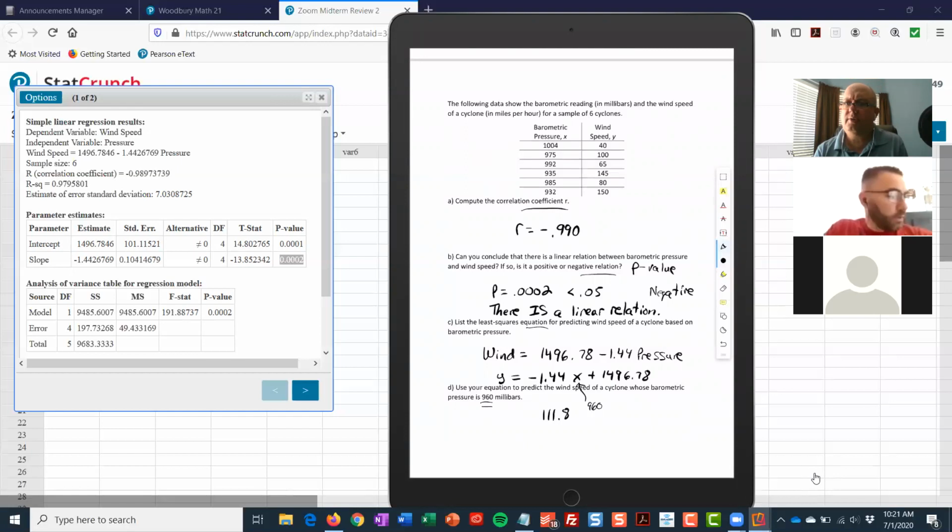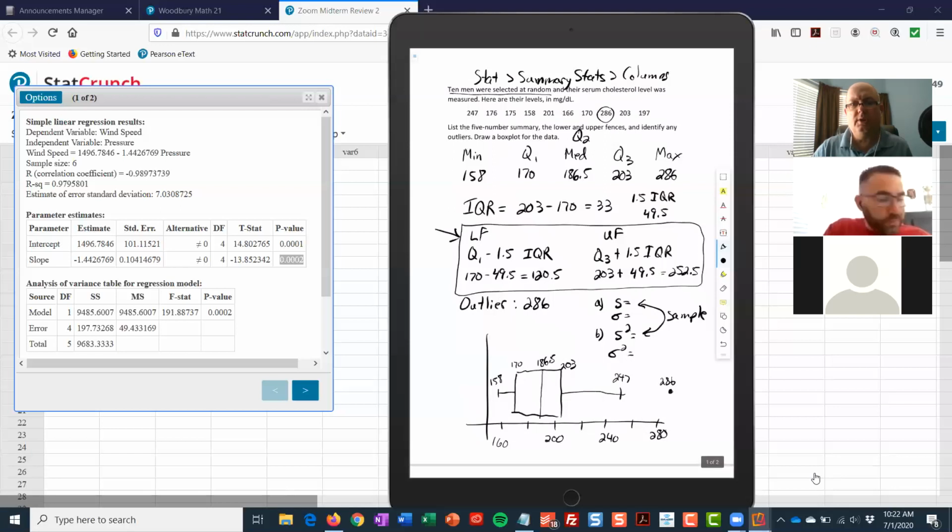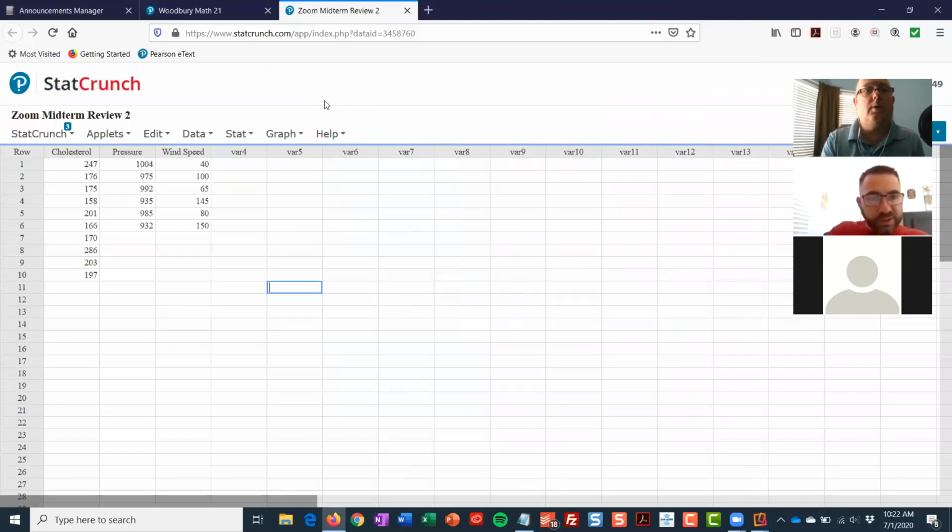Any others? Go ahead, Toby. Back on chapter 3, when you go to StatCrunch and all the data is already input, how do I determine which is which for these problems? Like the one you did in chapter 3. Yeah. So to StatCrunch.